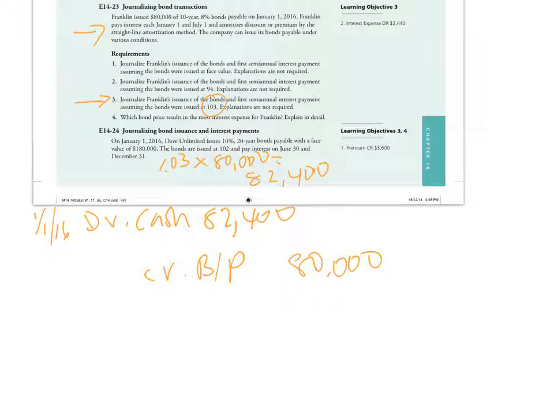So again, we're now in a similar situation as before on the discount scenario. In this case, a premium, because I know that I'm getting more than what I'm liable for. The difference there is a premium. So in this case, the credit to a premium on bond payable account will be $2,400. Now again, this will be the carrying value at 1/1/16.